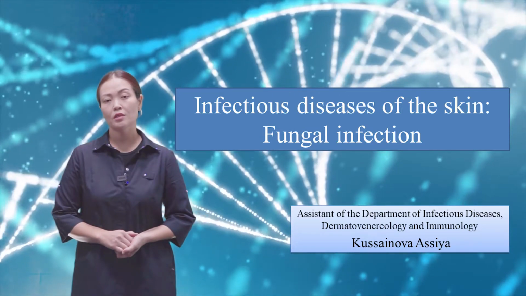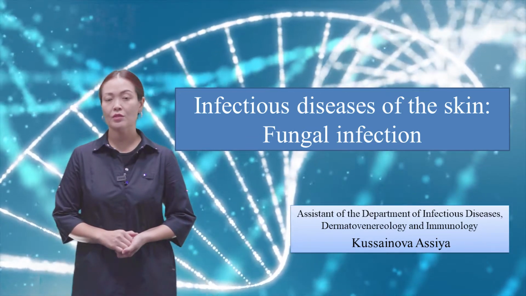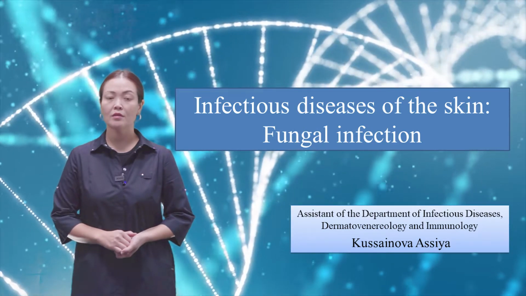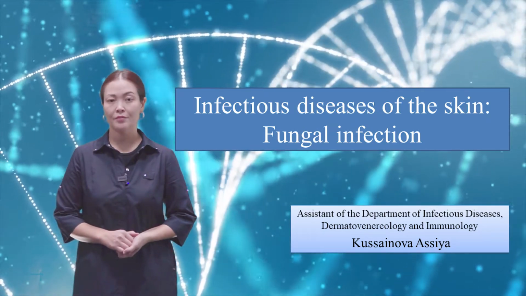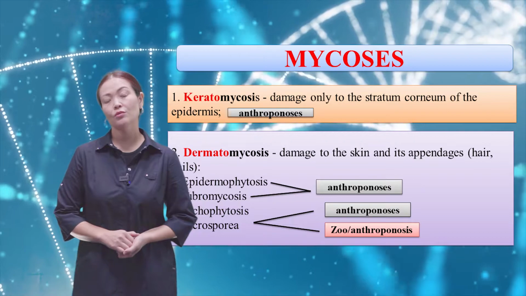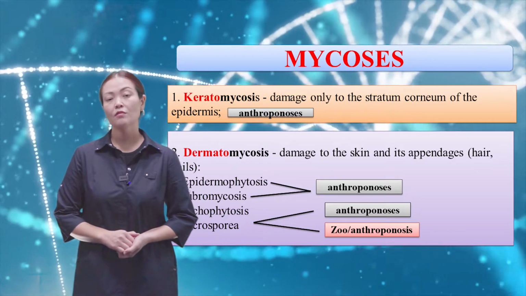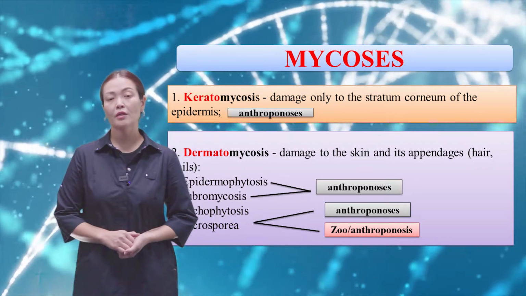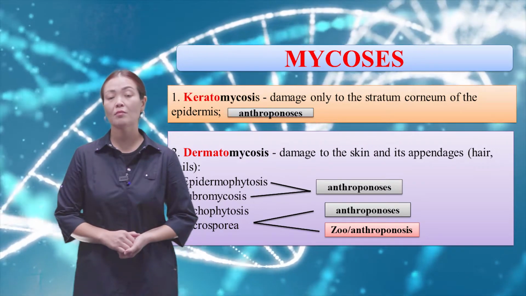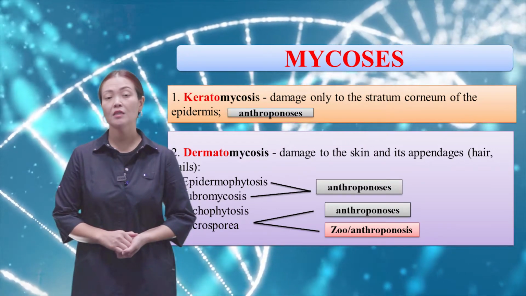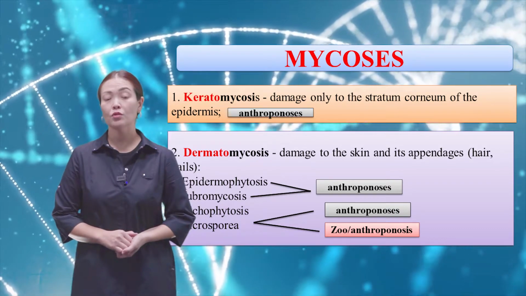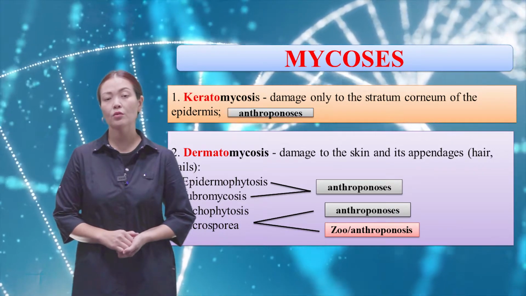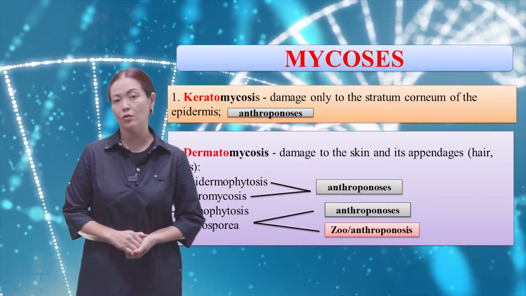Today we will again discuss infectious diseases of the skin, and the name of our next lecture will be fungal infection. Fungal infection, or mycosis, is divided into 5 main groups. The first group we call keratomycosis, second dermatomycosis, then candidosis, fourth pseudomycosis, and the last one deep mycosis.